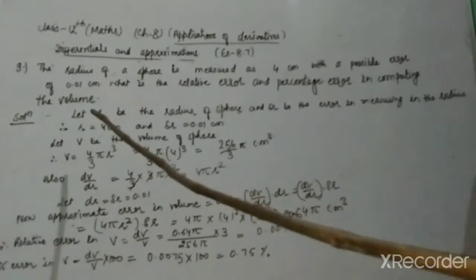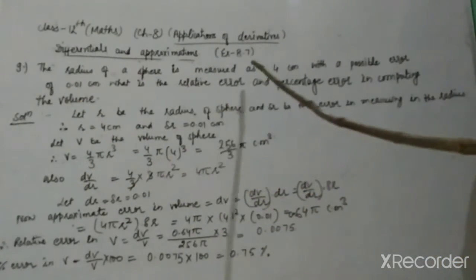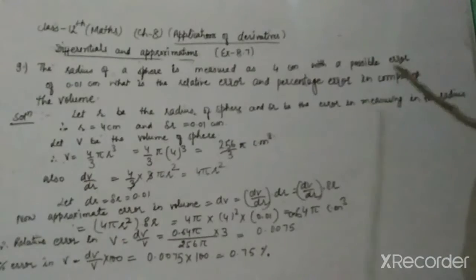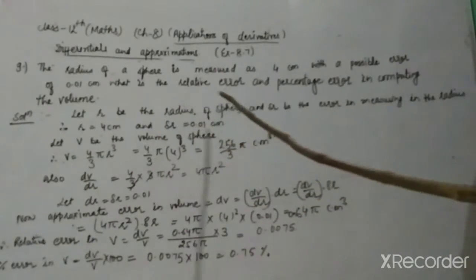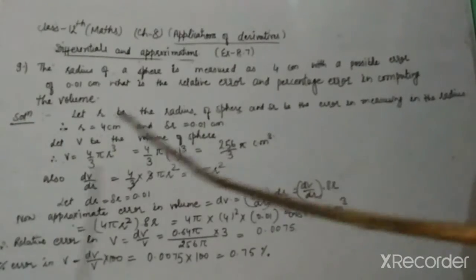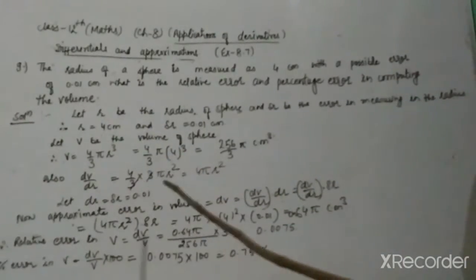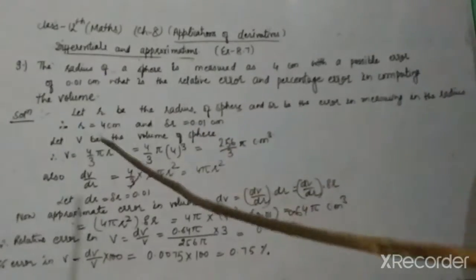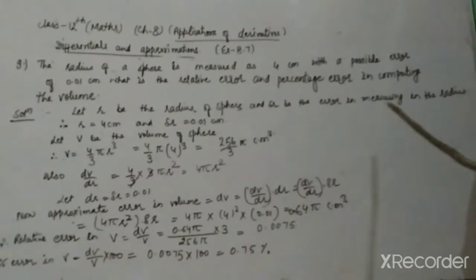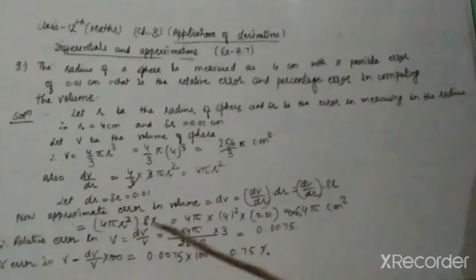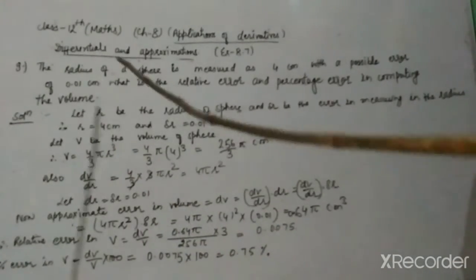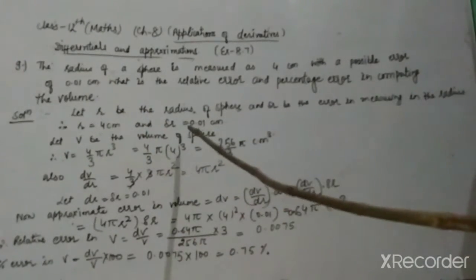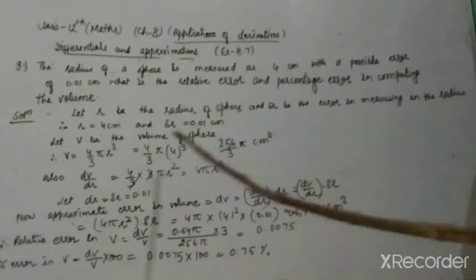Now in the 9th sum we are given the radius of a sphere is measured as 4 cm with a possible error of 0.01 cm. What is the relative error and percentage error in computing the volume? So students, let us take R be the radius and del R be the error in measuring the radius. This implies we are given radius is 4 and error is 0.01. That means R is 4 cm and del R is 0.01 cm.